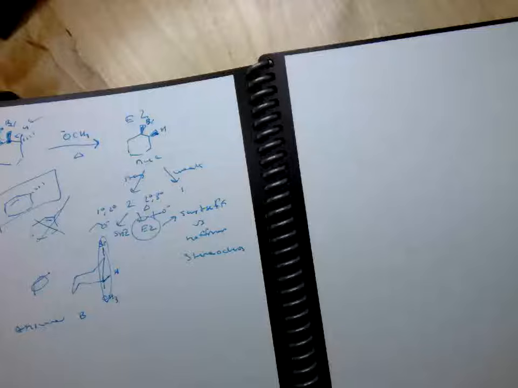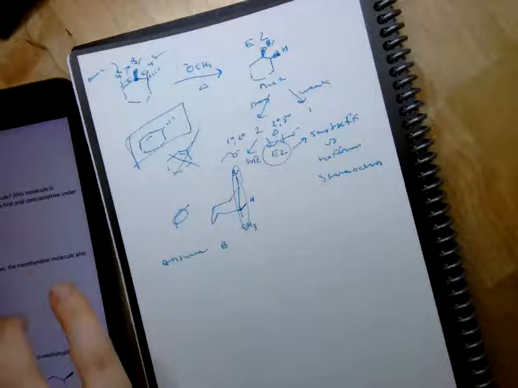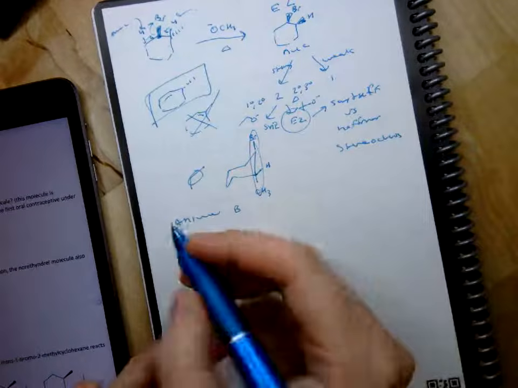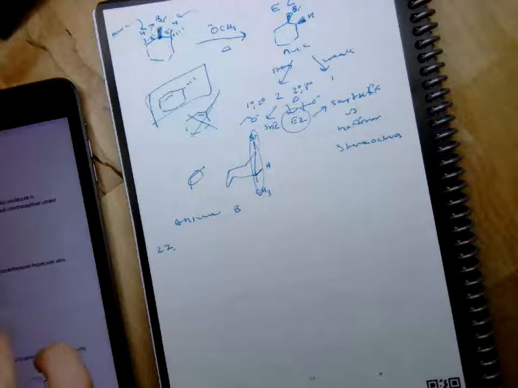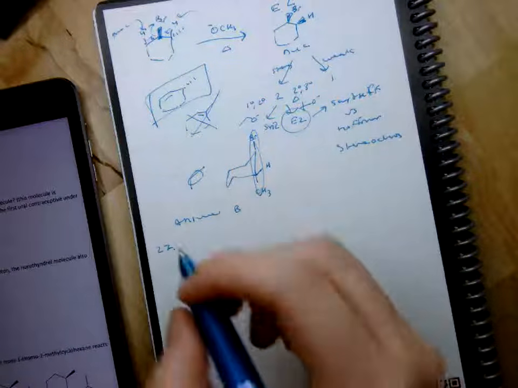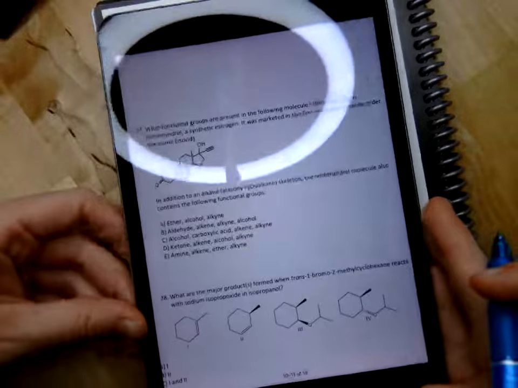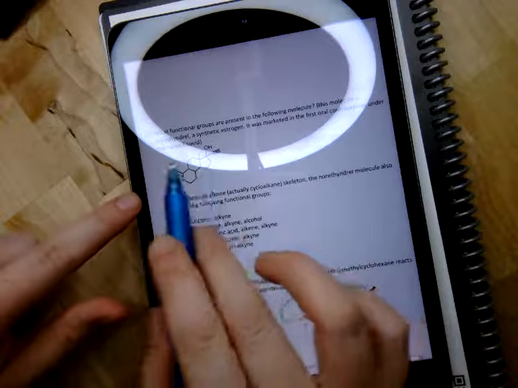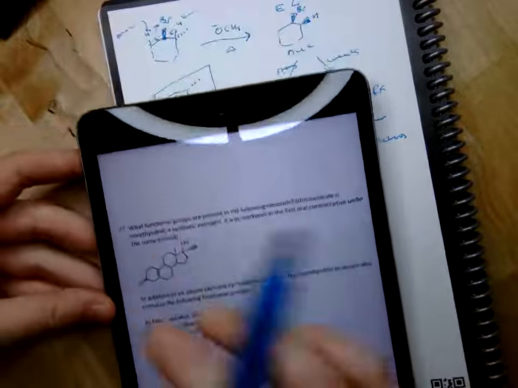Okay. The next one: what functional groups are present in the following molecule? So they say in addition to alkane, cyclohexane skeleton, what other functional groups are present? So I don't really look at these because this wasn't on camera that whole time. So it's asking what other functional groups are present here. I don't look at the lists because that gets me confused. What I do instead is I just identify them.